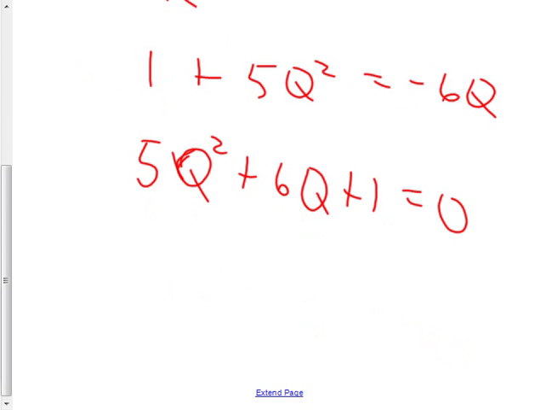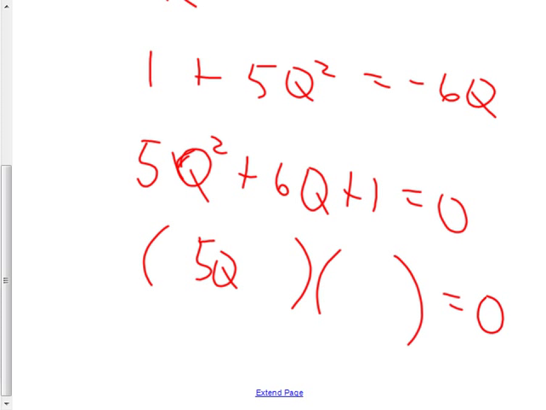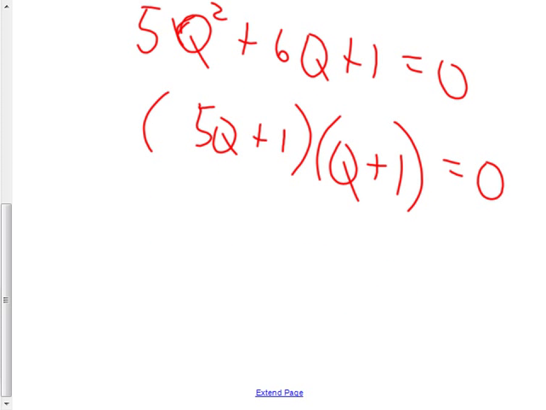And then it factored: 5q and q, and then plus 1, plus 1. There we go. So many kids are going to be so proud of themselves. They get to this point and they're like, yeah, I nailed it. I got the answer. Q is negative 1 and q is negative 1/5. And then they'll be wrong. What's wrong with that?